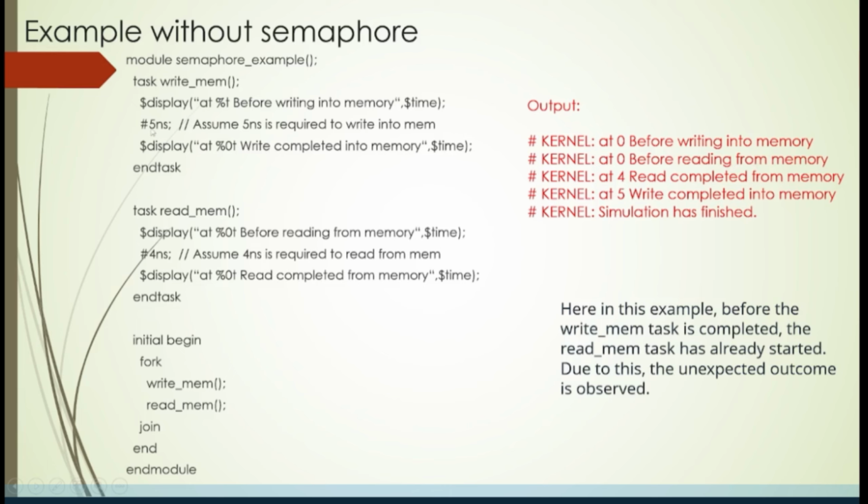Now if you see here, this is at 5 nanoseconds, but this is at 4 nanoseconds. Now what happens? Since this is the lower time unit, at 4 nanoseconds, read completed from memory, and then at 5 nanoseconds, write completed into memory. Now, if you see the output here, is it somewhat weird? Before writing into memory, before reading into memory, read completed and then write completed. Without writing anything into the memory, how could you read it? Did you get my point here? Because before writing into memory, how can you read it?